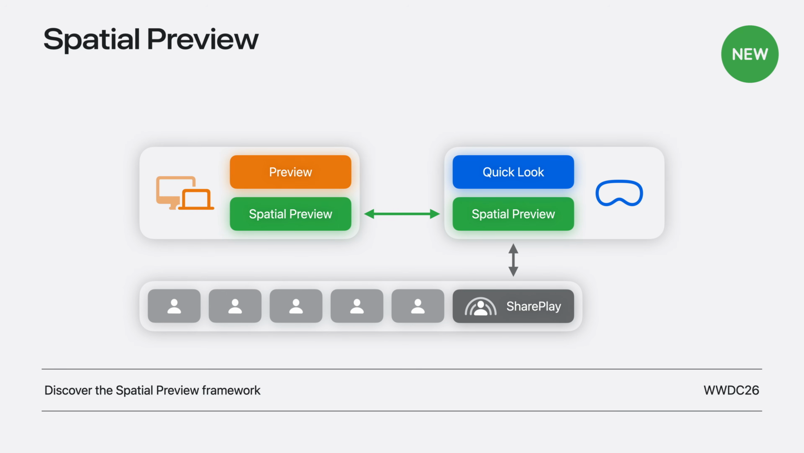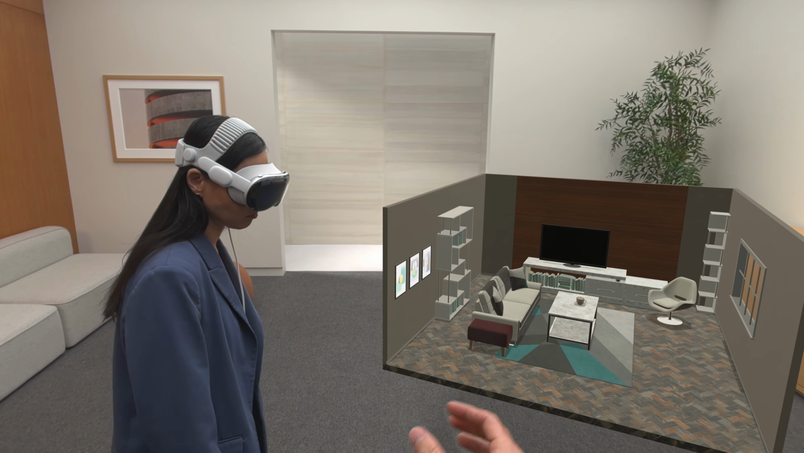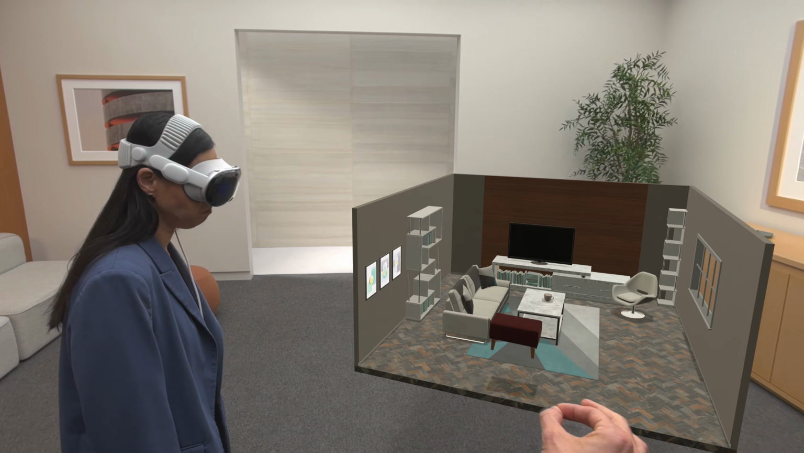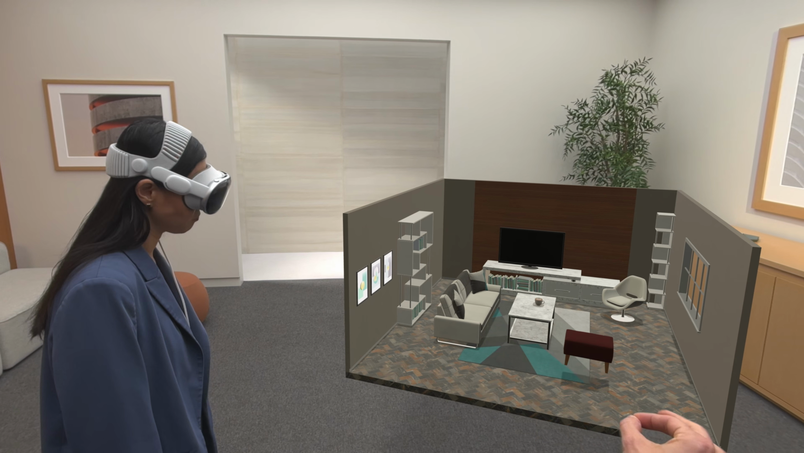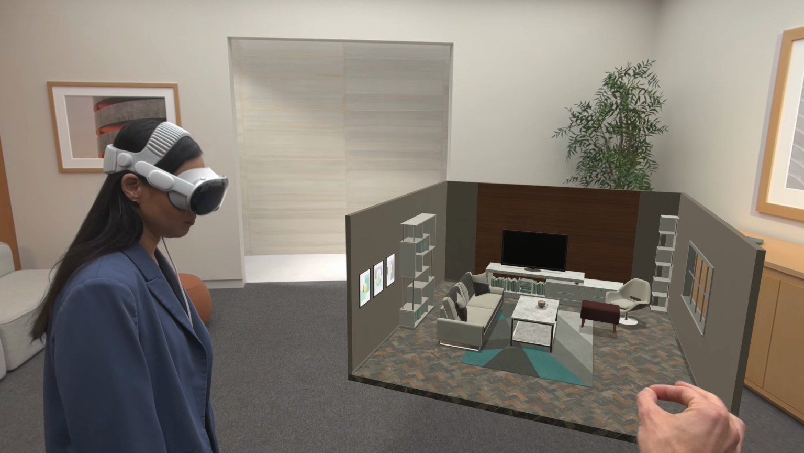Creative directors and artists can walk around the same scene together, reviewing lighting, composition, and spatial scale in real time. And now, with the spatial preview framework, this kind of collaborative spatial workflow is easier than ever to bring to your own Mac apps. Check out the spatial preview session to learn how.